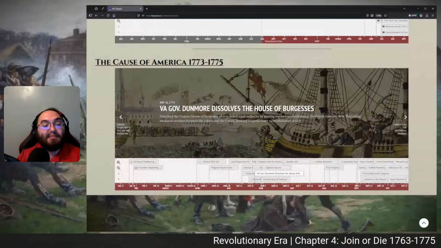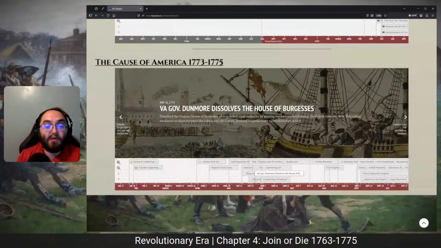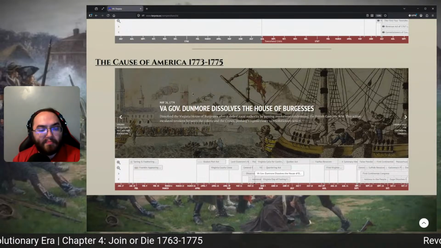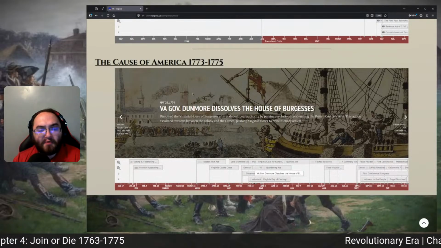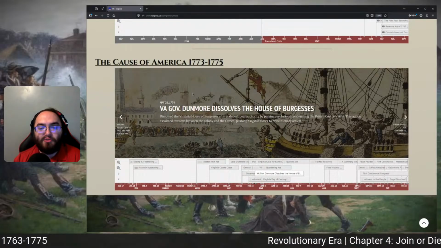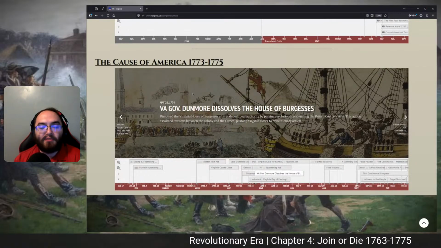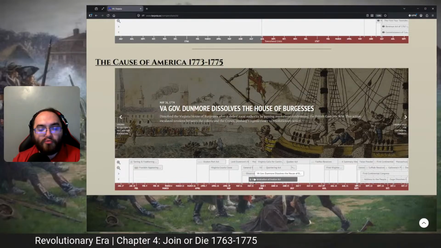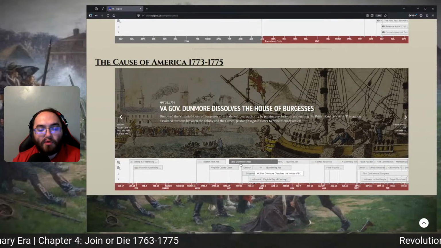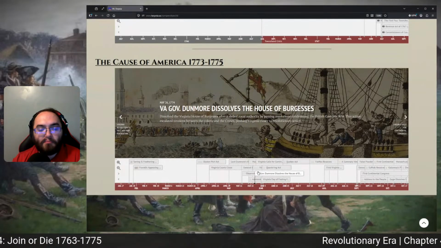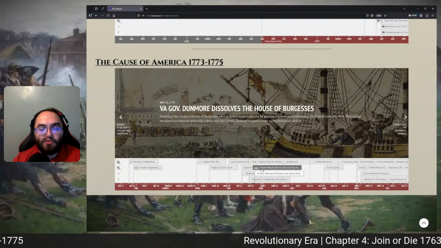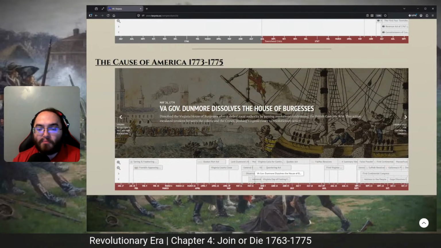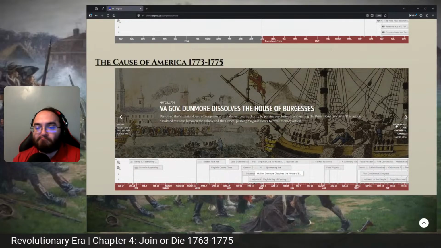So let's see. Virginia Governor Lord Dunmore dissolves the House of Burgesses. That's the Virginia General Assembly. After it defied royal authority by passing resolutions condemning the British Coercive Acts. And so that includes, I believe, the Virginia Resolution to Fast and Pray. And that's what Dunmore is freaking out about.